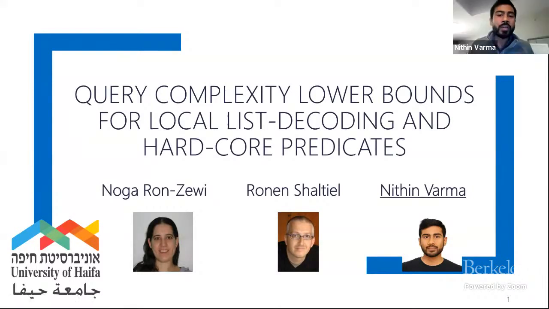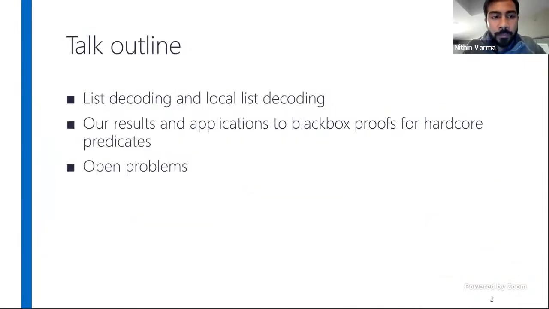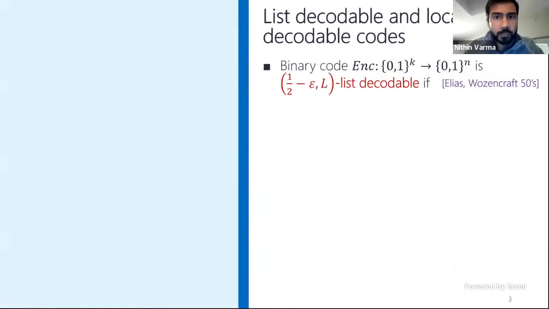Hi, I'm Nithin Varma. I'm a postdoc at the University of Haifa, and I'll be talking about query complexity lower bounds for local list decoding and hardcore predicates. I'll first briefly define list decoding, local list decoding, and briefly tell you about our results and applications of our results to black box proofs for hardcore predicates. I will conclude with some open problems.